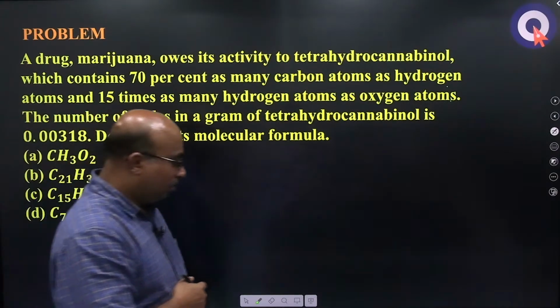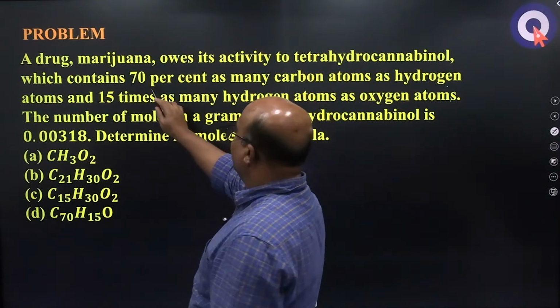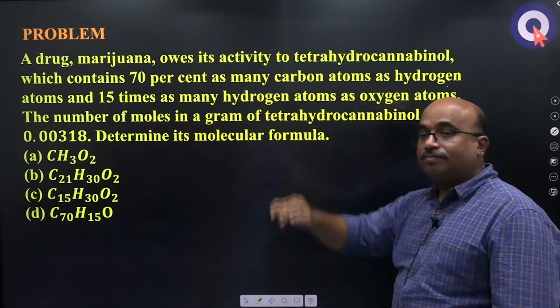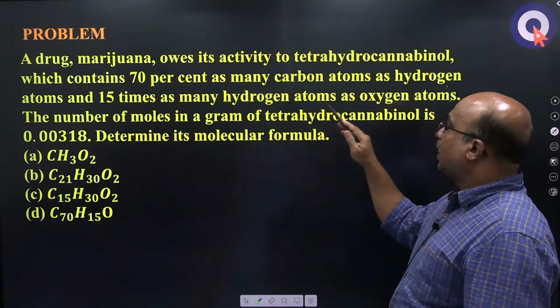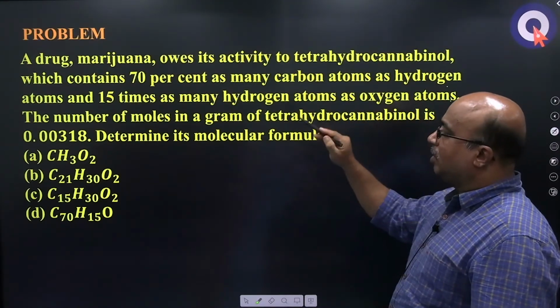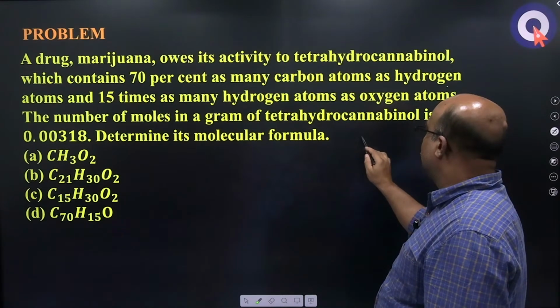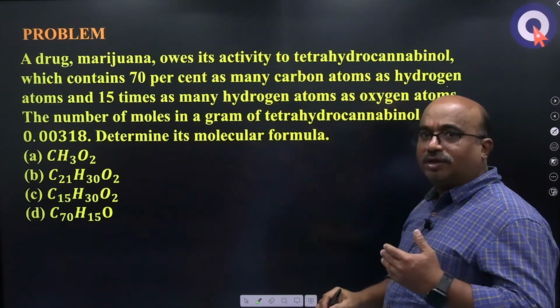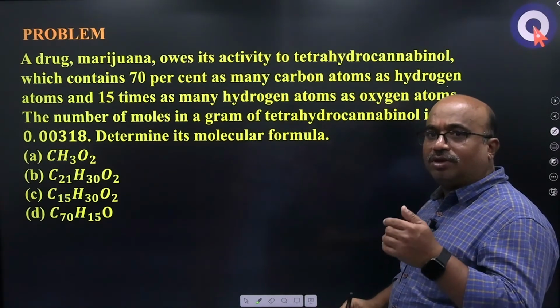So from this, 70% as many carbon atoms as hydrogen, and 15 times as many hydrogen atoms as oxygen atoms. From the information we already know that this compound has carbon, hydrogen and oxygen.